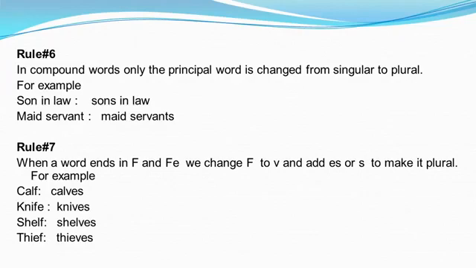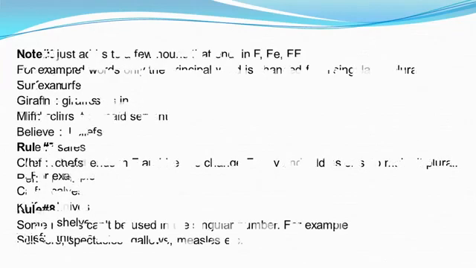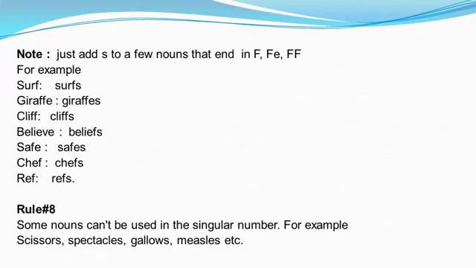Rule 7. When a word ends in f and fe, we change f to v and add es or s to make it plural. For example, calf, calves, knife, knives, shelf, shelves, thief, thieves. Note, just add s to a few nouns that end in f, fe, double f. For example, surf, giraffe, cliff, belief, safe, chef, ref. Rule number 8. Some nouns can't be used in the singular number. For example, scissors, spectacles, gallows, measles, etc.